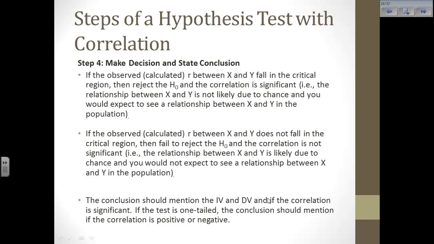Also, as always, your conclusion should mention the independent variable and the dependent variable. Don't put X and Y. Put what X was actually related to. What is the X variable and what is the Y variable? And then you want to include the word significant. Also, if it's a one-tailed test, you want to be specific. Mention if it's positive or negative.